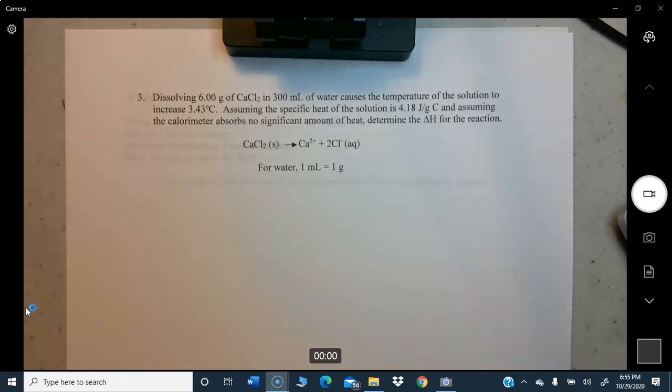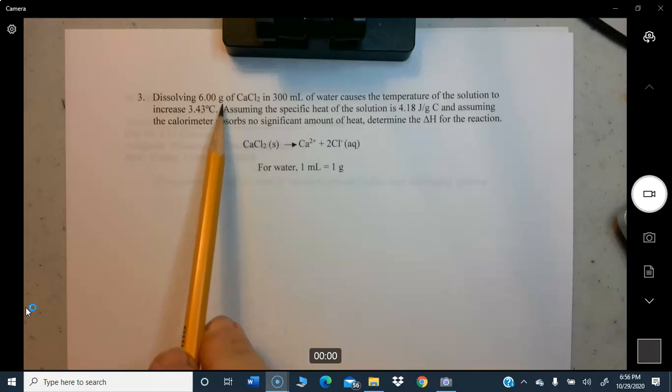All right. So, dissolving 6 grams of calcium chloride in 300 milliliters of water causes the temperature of the solution to increase 3.43 degrees centigrade. Assuming the specific heat of the solution is 4.18 joules per gram centigrade, and assuming the calorimeter absorbs no significant amount of heat, determine the delta H, change in enthalpy, for the reaction. So there's the reaction, and there's a conversion that we're going to need here in just a minute. So let's go through and pick this apart.